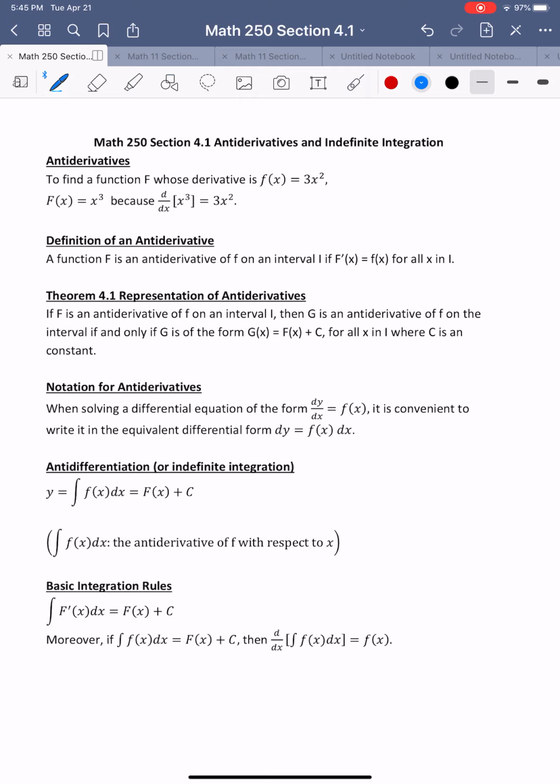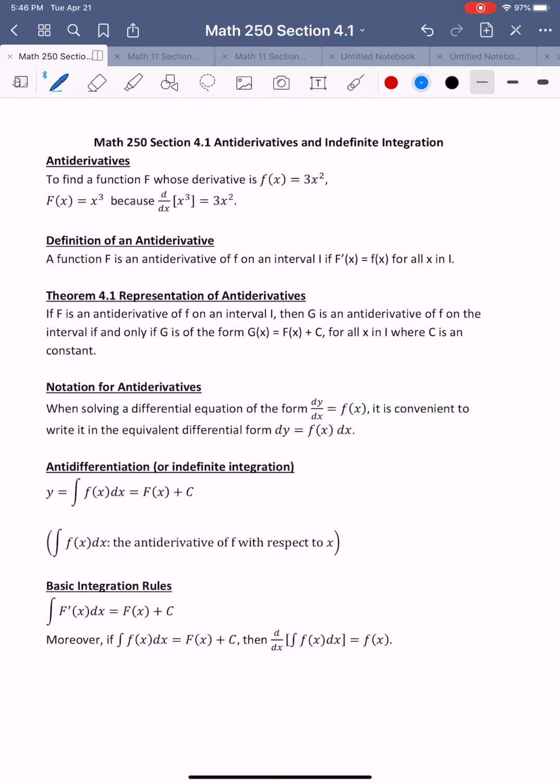Okay, so we are doing chapter 4 right now. In chapter 3, we did the derivatives. And then we're going to do the antiderivatives and indefinite integration. Antiderivative means we need to go back to before the derivative.